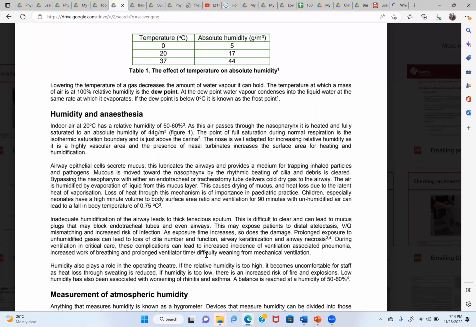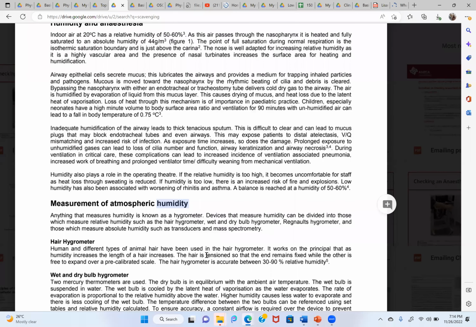Prolonged exposure to unhumidified gases can lead to loss of cilia numbers and function, airway keratinization and airway necrosis. During ventilation in critical care, these complications can lead to increased incidence of VAP, ventilator-associated pneumonia, increased length of stay, and prolonged ventilator time. Ultimately, tracheal stenosis can also occur if these changes occur. Fibrosis occurs, and this is one of the reasons. Humidification also plays a vital role in the operation theater. If the relative humidity is too high, it becomes uncomfortable for the staff as heat loss through sweating is reduced.